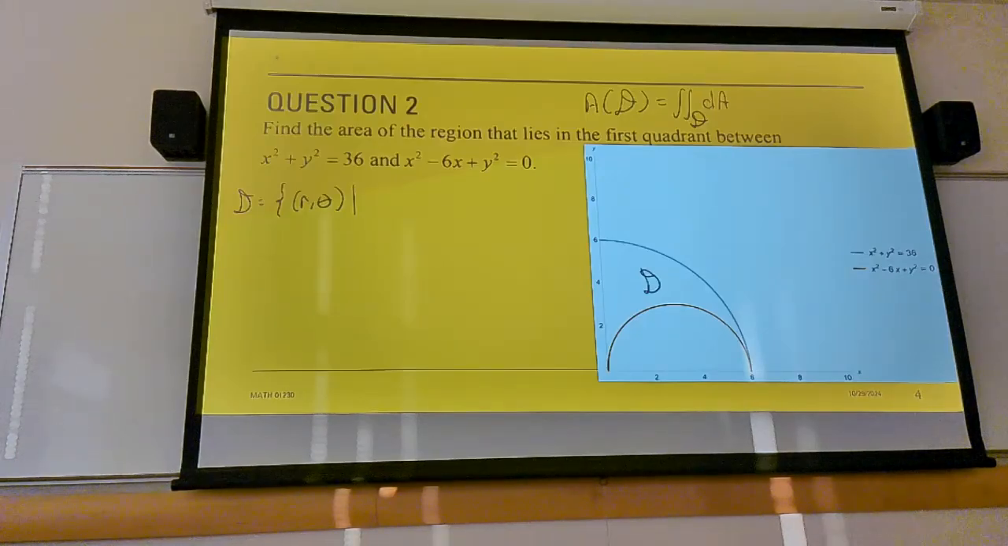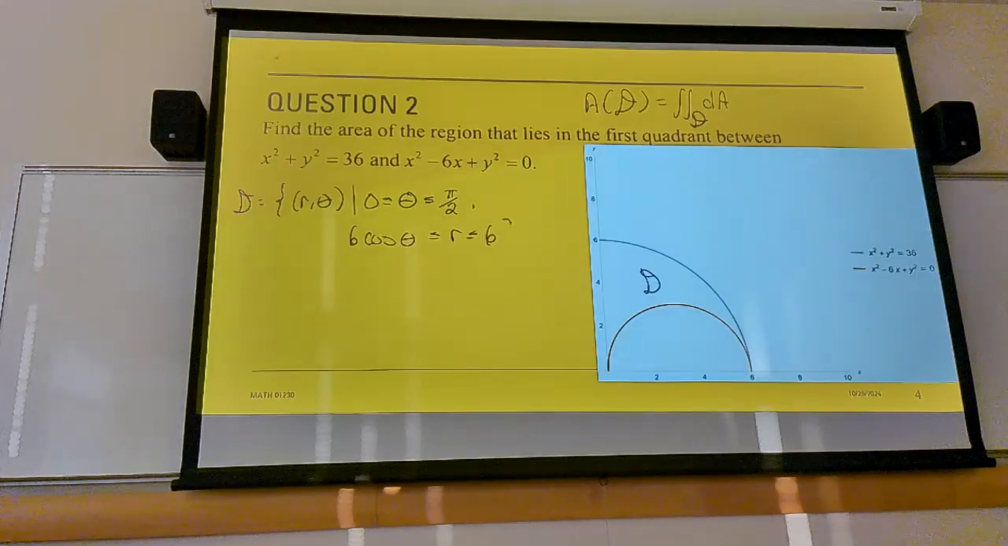Now for r. Greater than or equal to 6 cosine theta, less than or equal to 6. How did you get it? You can turn the first equation, x squared plus y squared, into r squared, and simplify that down to r equals 6. The second one is similar: minus 6x equals 0, x is r cosine theta, so you'll end up with r is equal to 6 cosine theta.